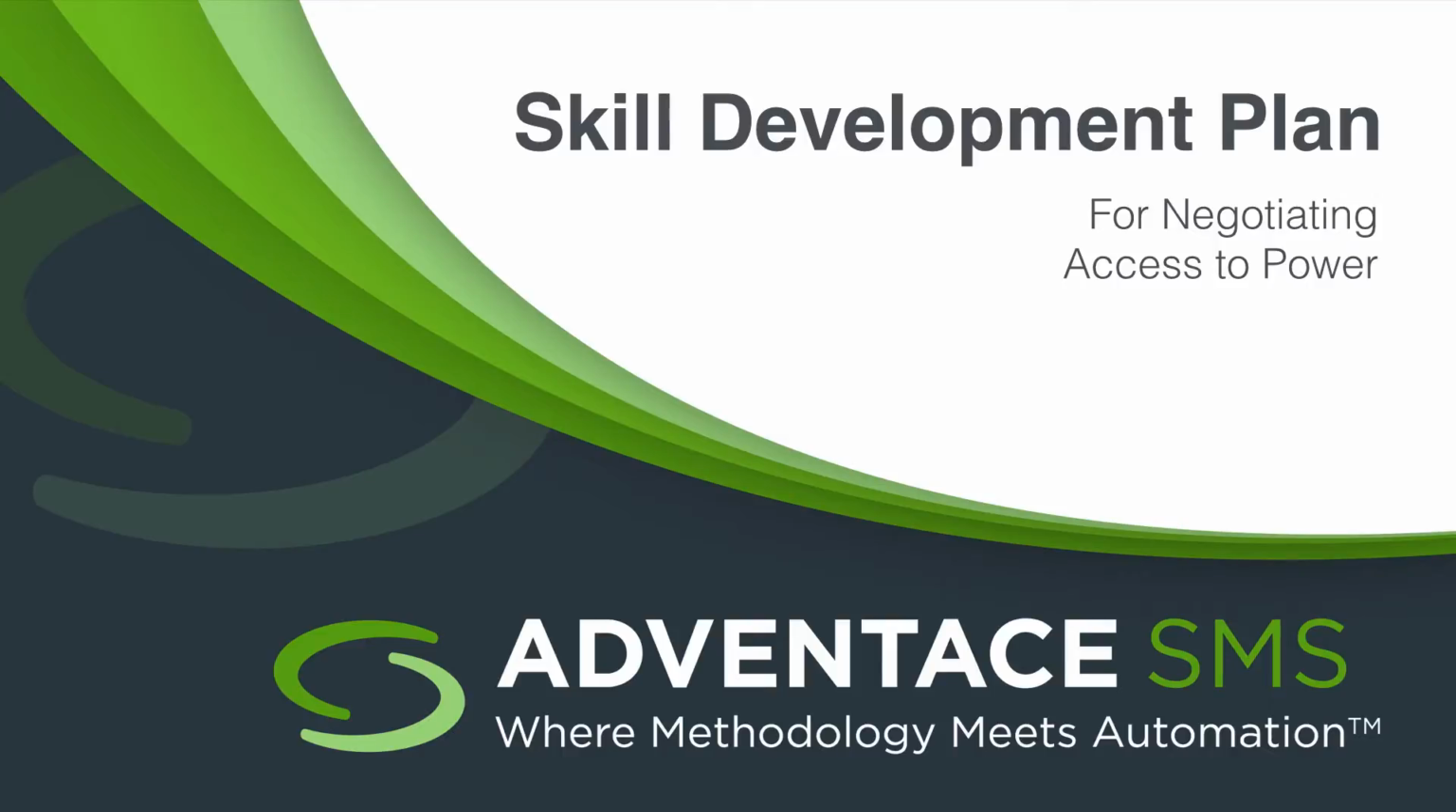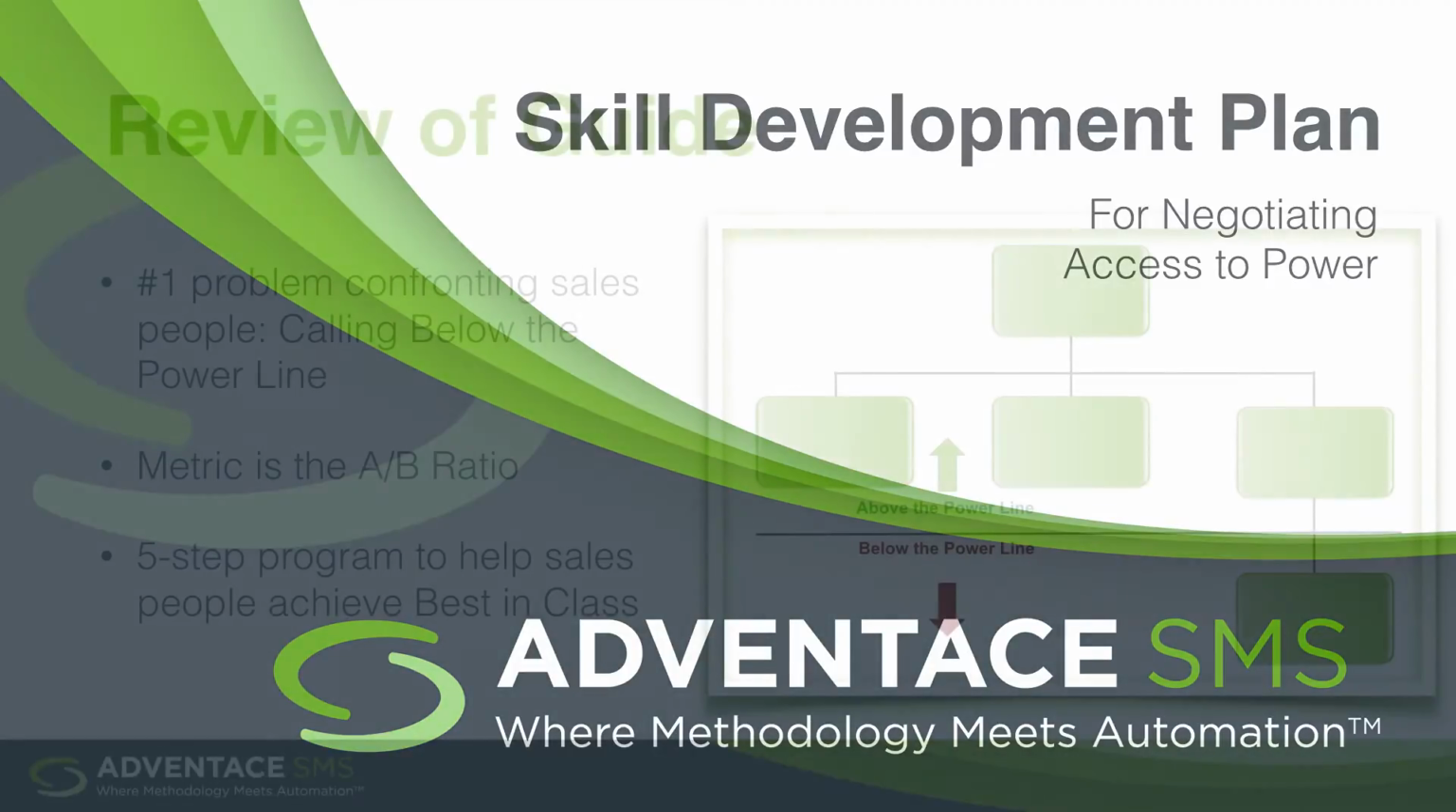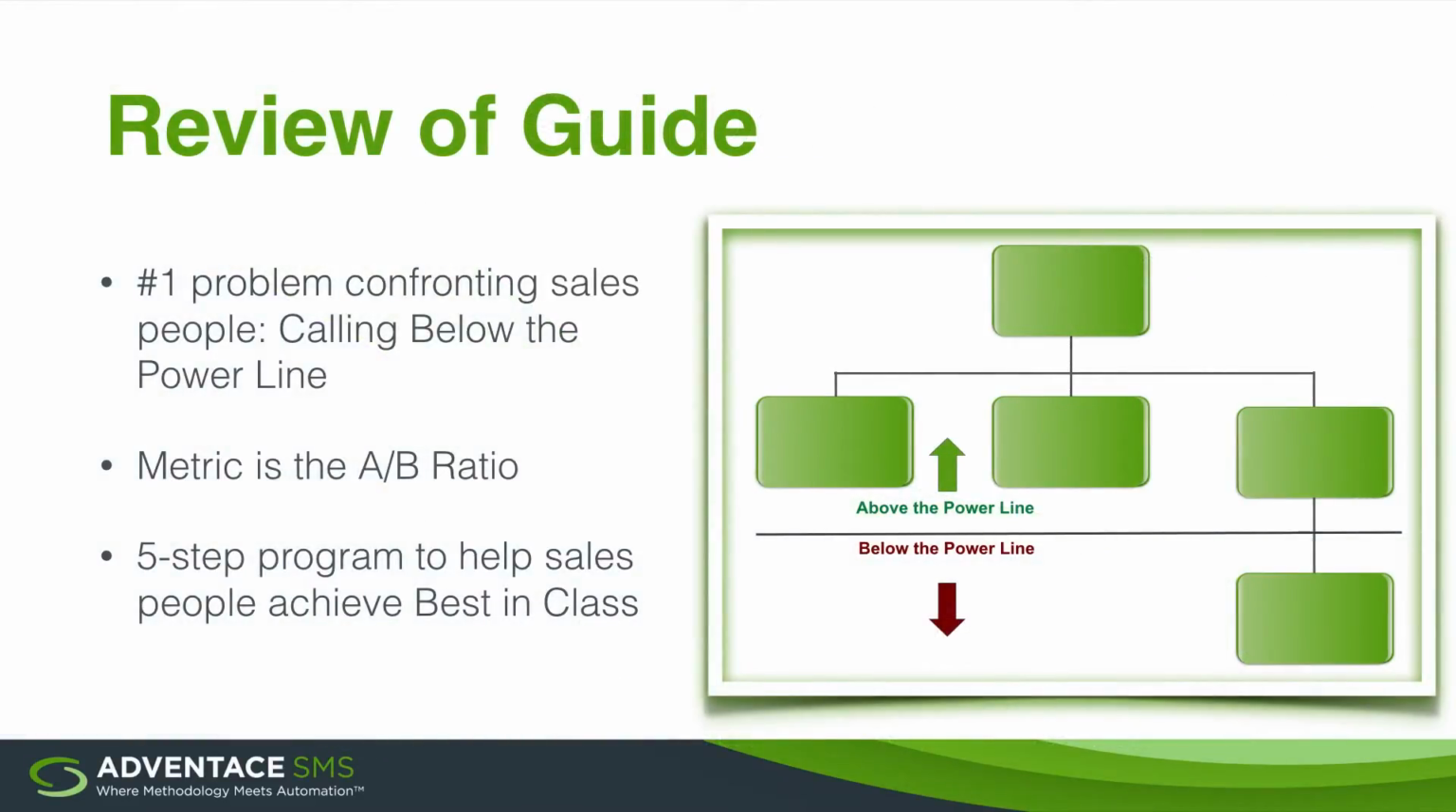Welcome to our video to help sales managers help salespeople with the development of a very important skill, that of negotiating for access to power. Recall from our guide that we provided a 5-step process to help salespeople improve their ability to gain access to power and strive to achieve a greatly improved A to B ratio.